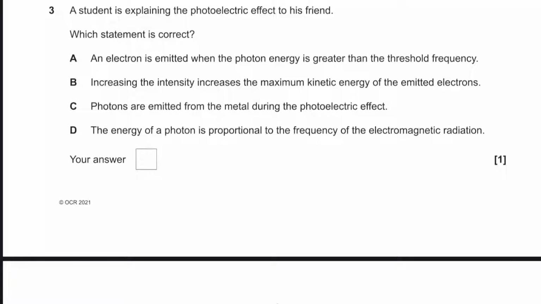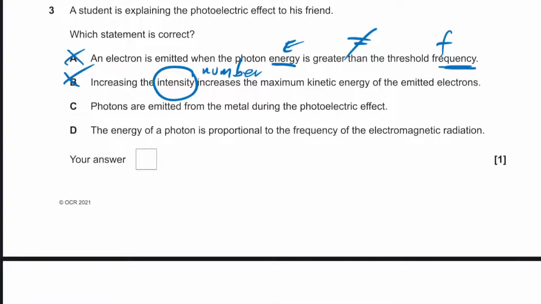Number 3, student is explaining the photoelectric effect to his friend. Which statement is correct? An electron is emitted when the photon energy is greater than the threshold frequency. That's not true, is it? Because we have here energy greater than the threshold frequency. So energy and F, they are not the same, so that can't be right. B, increasing the intensity increases the maximum kinetic energy. No, because intensity is all to do with number of photons, not their energy. So that can't be right.